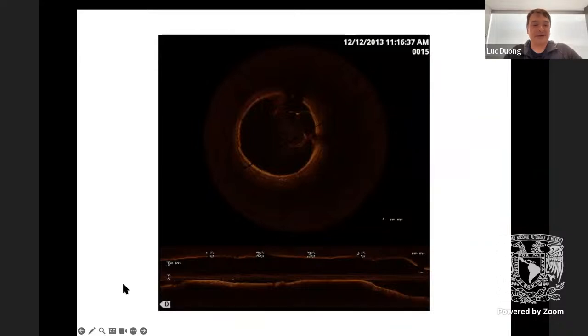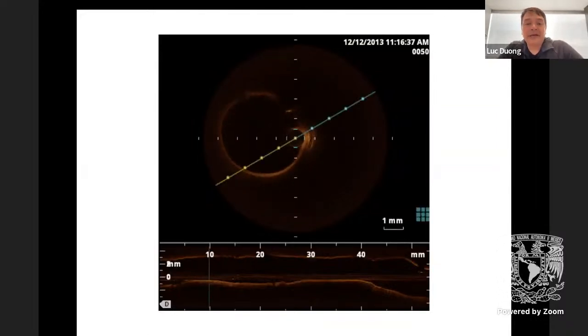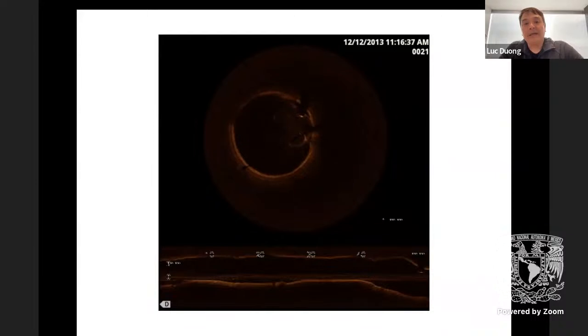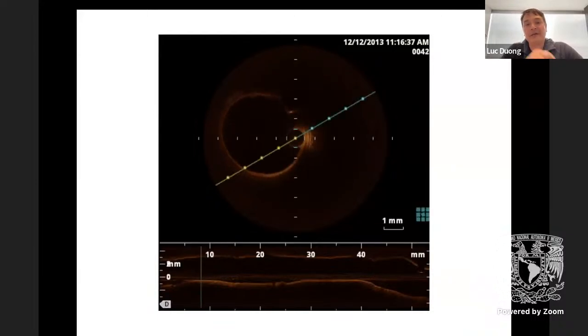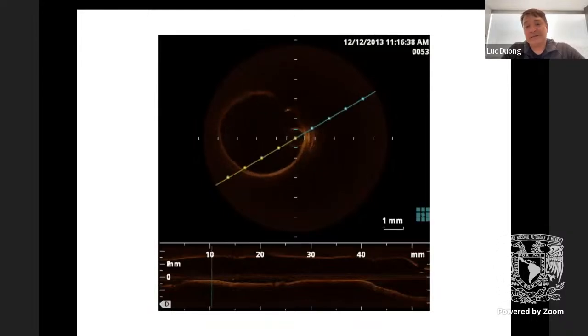Let me show if I can start the video. Yeah, perfect. So what you see here is the inside of the vessel. You have a cross-sectional view, just like if you were going through the vessel, and you can see the different tissue inside the vessel, and it allows you to navigate and to follow the tip of the catheter.